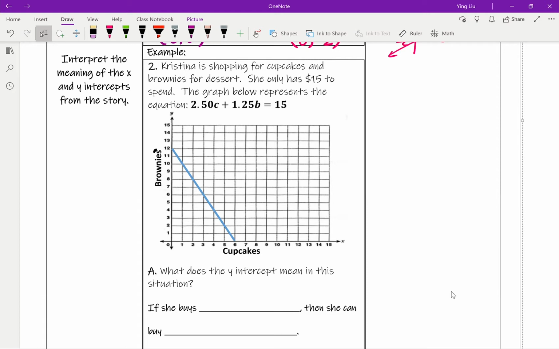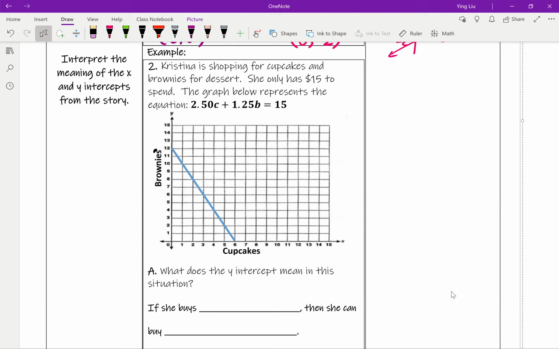So let's see how the x- and y-intercept can help us solve word problems. For example, Christina is shopping for cupcakes and brownies for dessert. She only has $15 to spend. The graph below represents the equation.